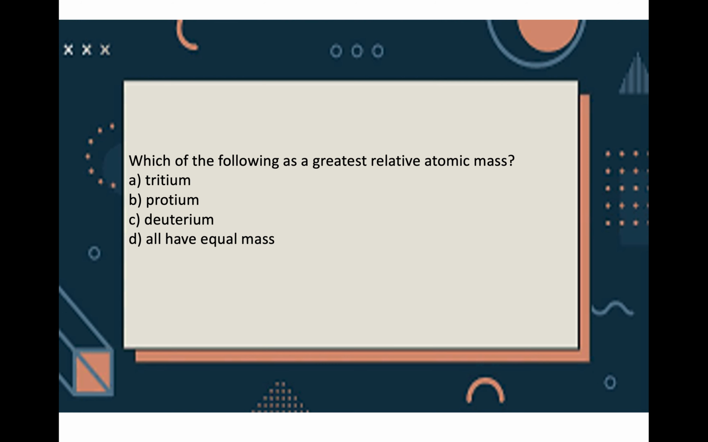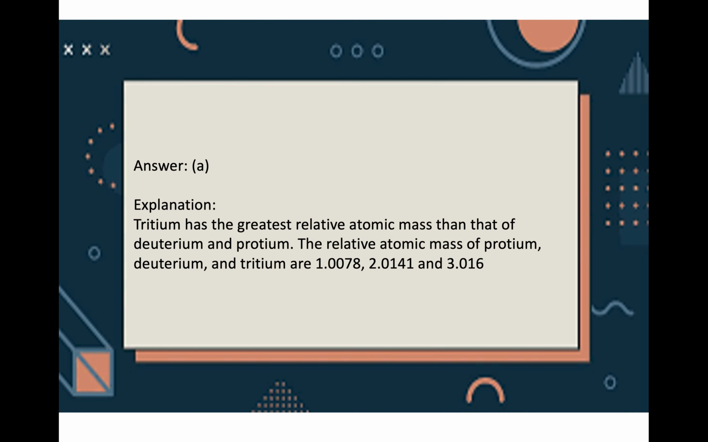Next question is, which of the following has the greatest relative atomic mass? A. Tritium, B. Protonium, C. Deuterium, D. all have equal mass. So answer is tritium, which has the highest relative atomic mass compared to protonium and deuterium. The relative atomic masses of these three are given, and the values you can see over here.